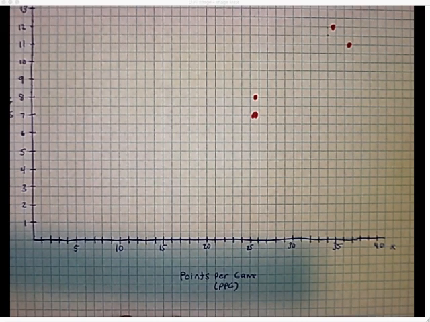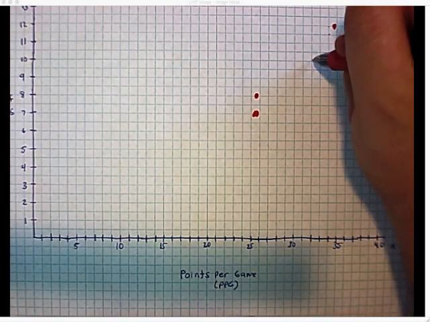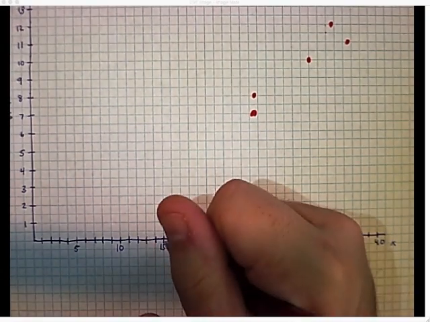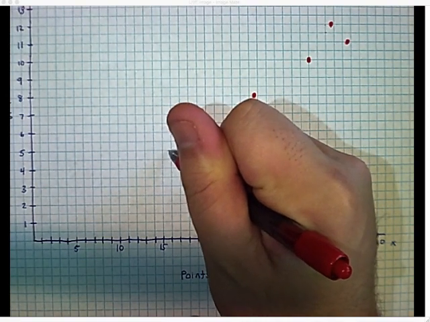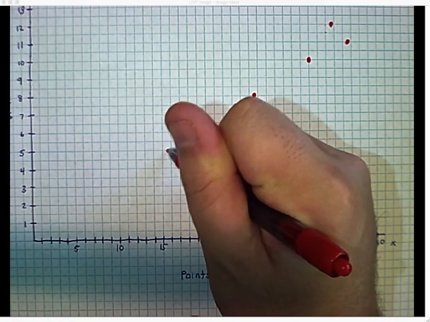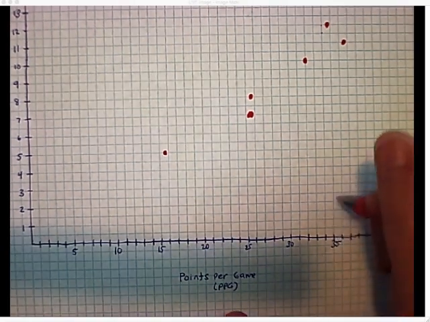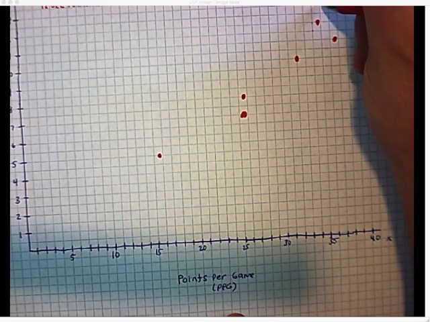Georgia had 32 points per game and 10 wins. So 32 and 10. Kentucky had 15.8 and 5. There's 15 and 5. 15.8 would be about right there. LSU had 35.7 and 13. So 35.7, I'll take out 35. There's 35. 35.7 would be about right here.